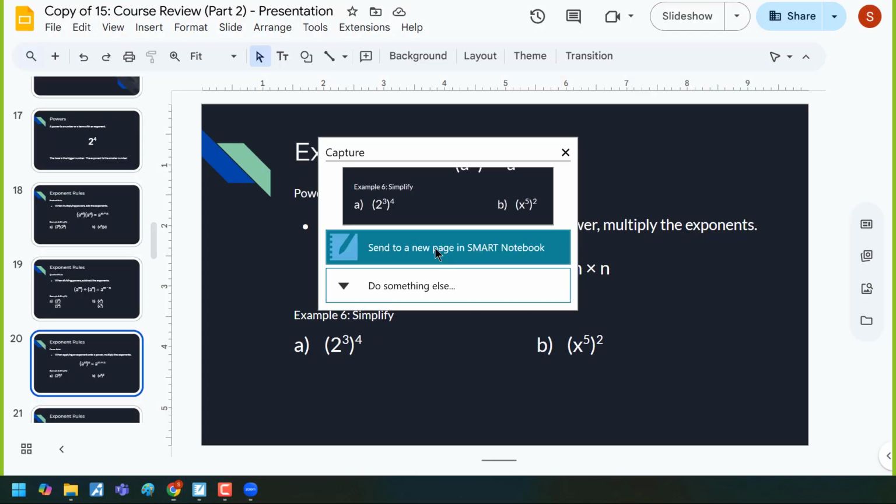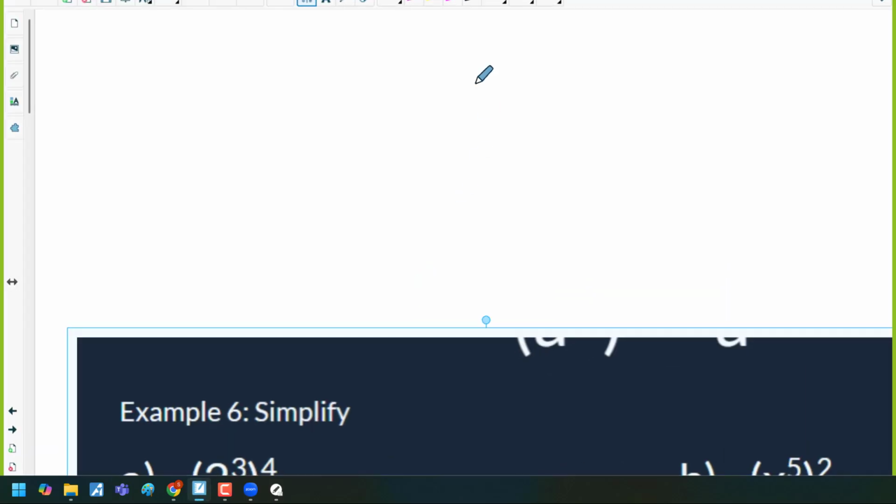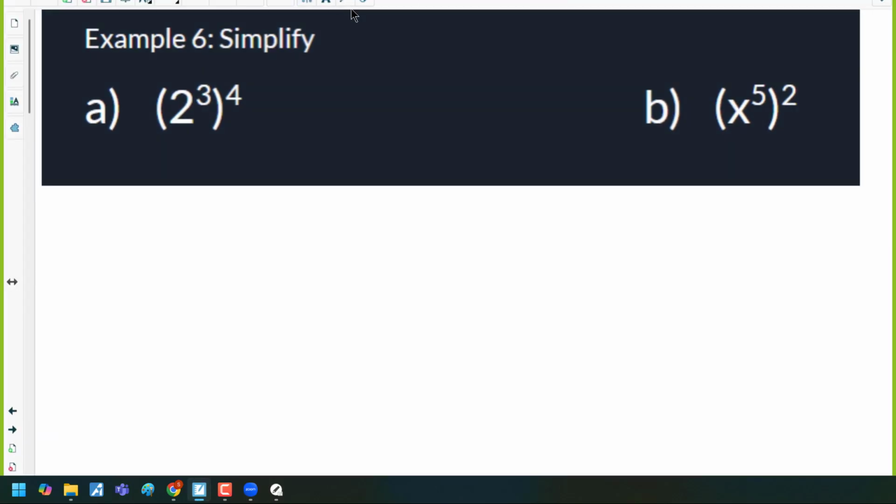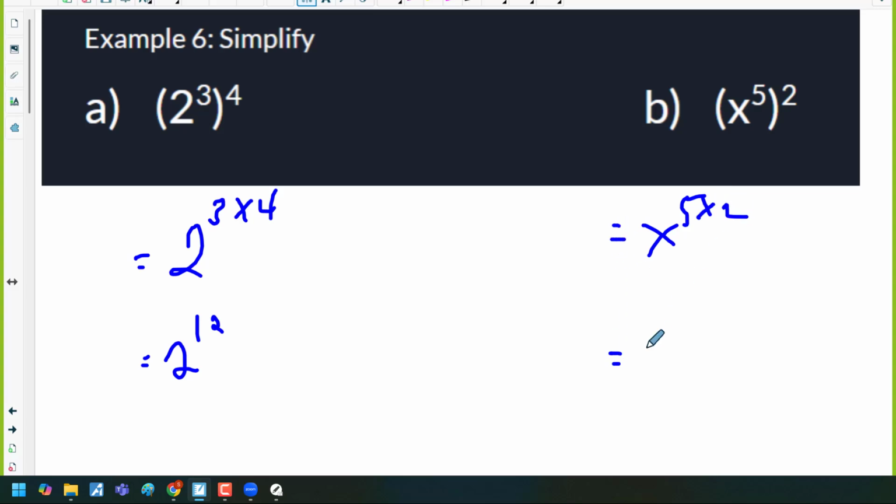Here we have the power rule, where we are now multiplying the exponents. So 2 to the power of 3 to the power of 4 is going to be 2 to the power of 3 times 4, which is 2 to the power of 12. x to the power of 5 times 2, x to the power of 10.